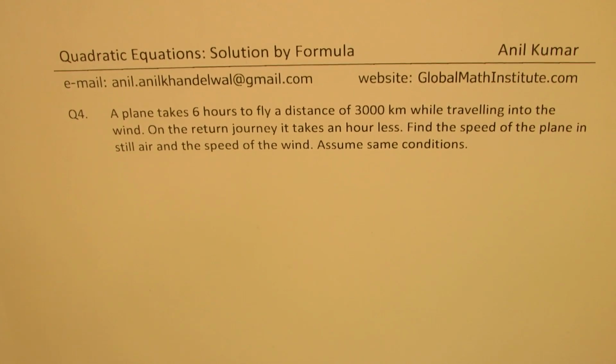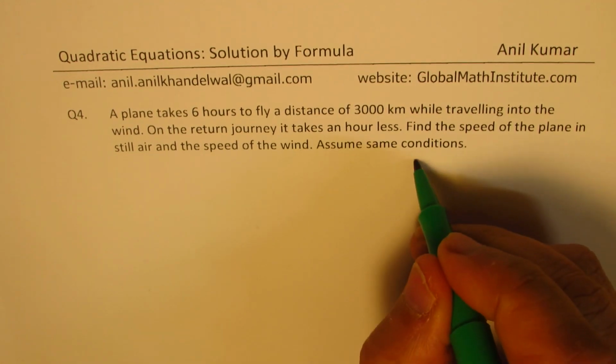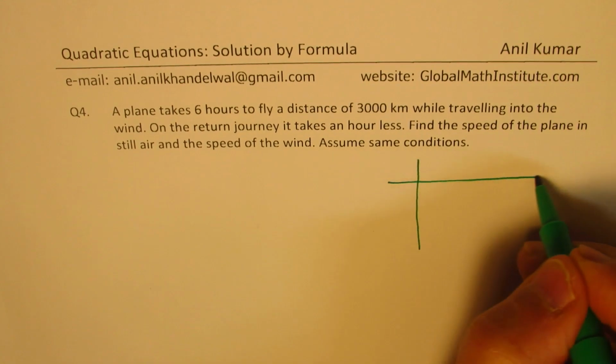Question number 4. A plane takes 6 hours to fly a distance of 3,000 kilometers while traveling into the wind. On the return journey, it takes an hour less. That means 5 hours. Find the speed of the plane in still air and the speed of the wind. Assume same conditions. So in distance-time relations, it is always a good practice to make a table, right?